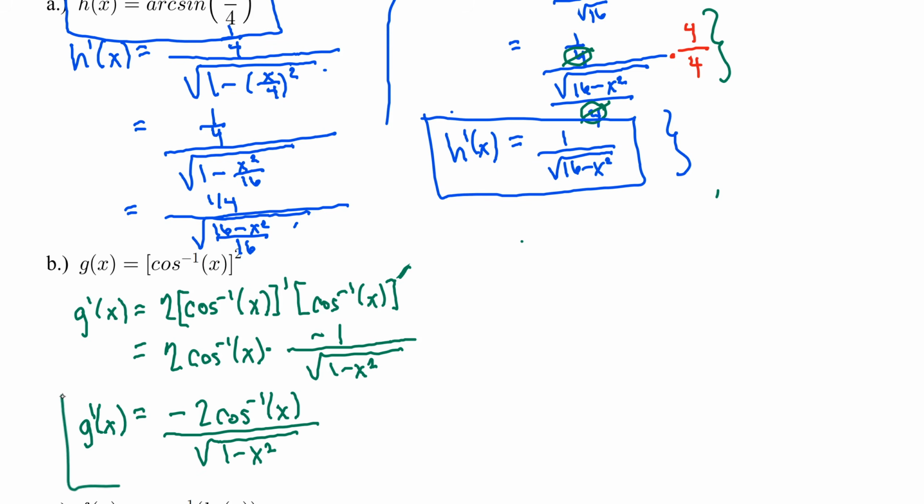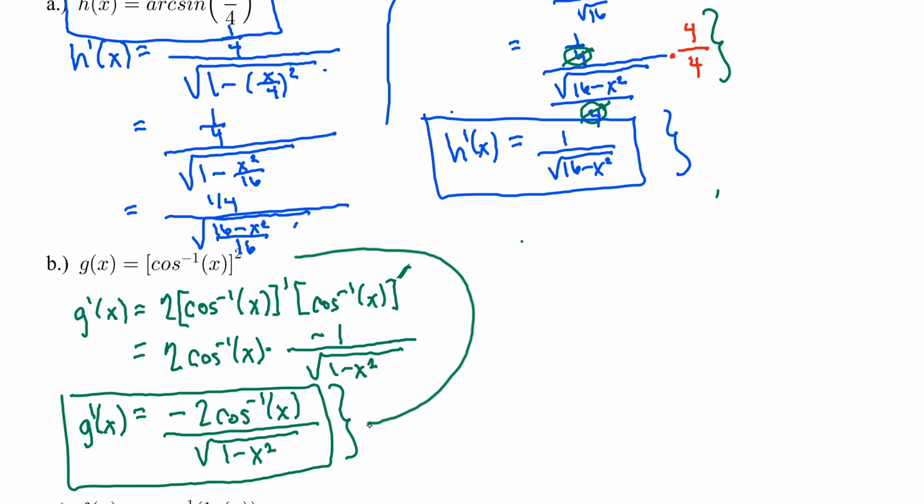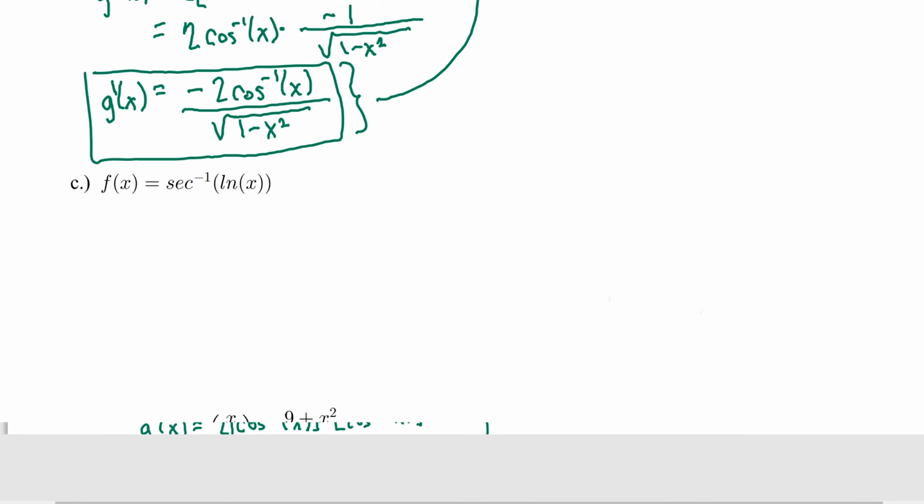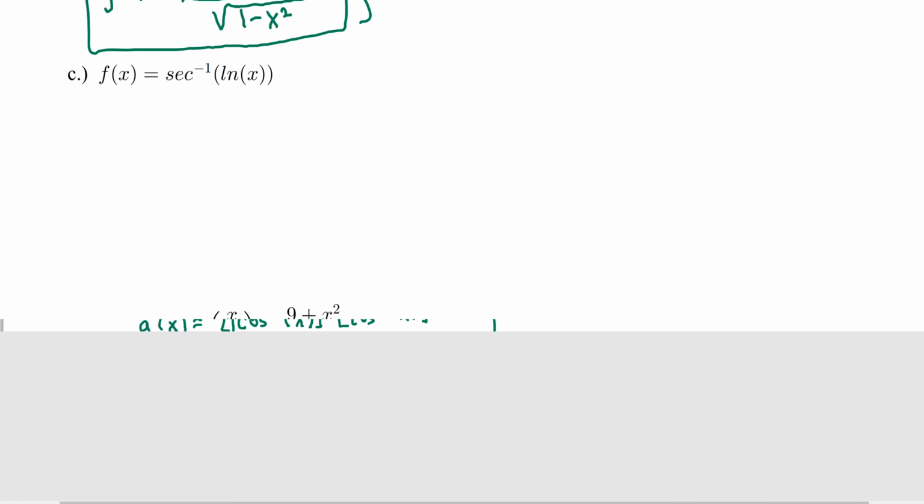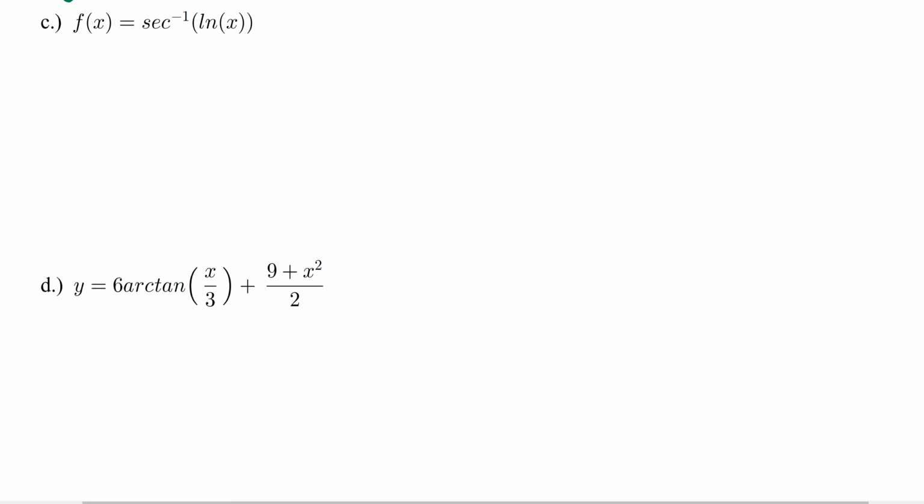It's a little easier going in this direction. Eventually, we'll start with an integrand that looks like this, and by a u substitution, we would integrate to obtain this. On the next problem, we're going to differentiate an inverse secant function.